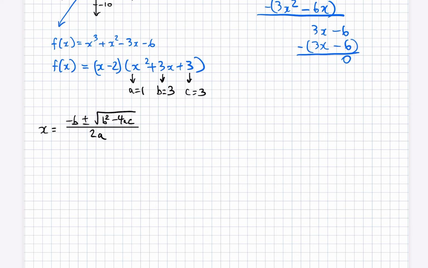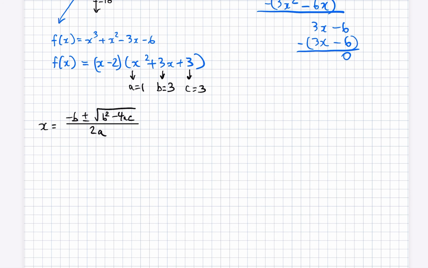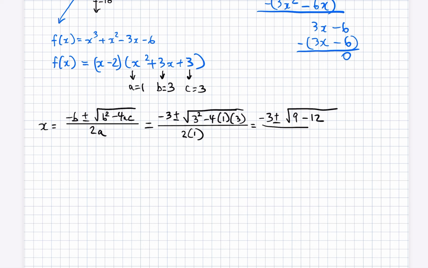Now I like to write these out because once I insert these numbers into the equation, it makes it easier for me to keep track. So this then becomes negative b, which is going to be negative 3, plus or minus the square root of b squared minus 4 times a times c, all divided by 2 times a. And this comes out to negative 3 plus or minus the square root of 9 minus 12 divided by 2.